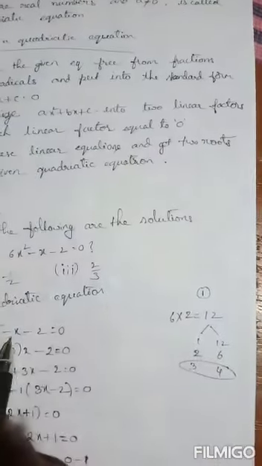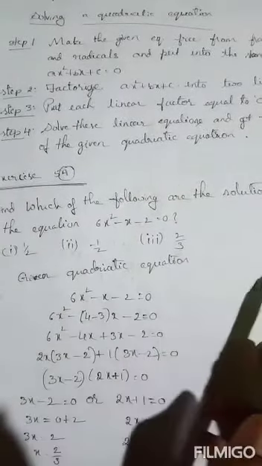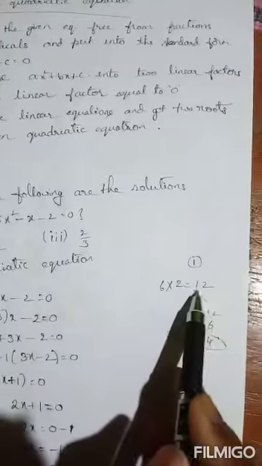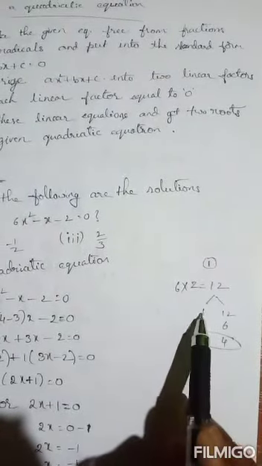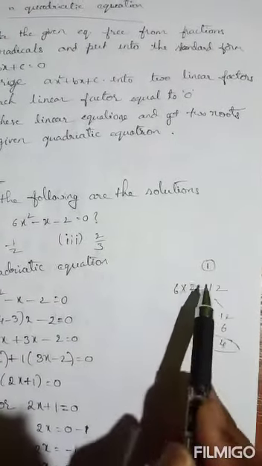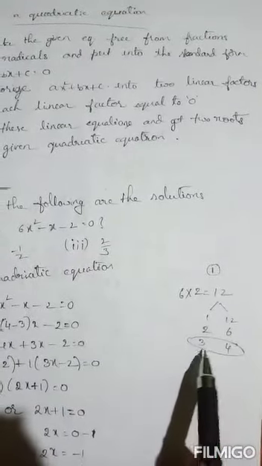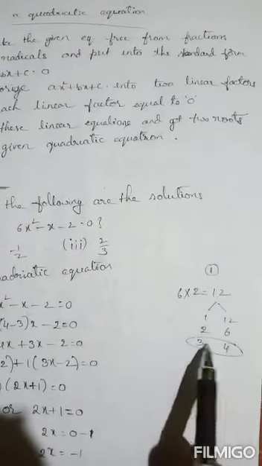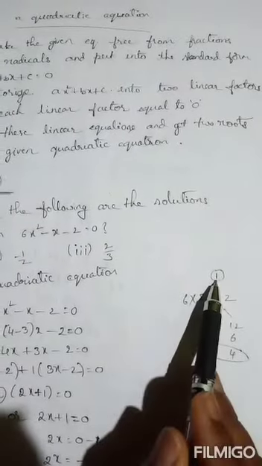The middle term is x, and there is no coefficient written, which means 1 is our coefficient. From the factors of 12, we need 1, either by adding or subtracting two factors. The factors of 12 are 1 and 12, 2 and 6, 3 and 4. By the combination of 3 and 4, with subtraction, we get 1.